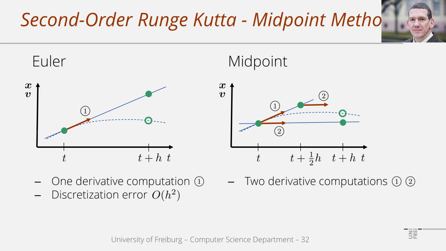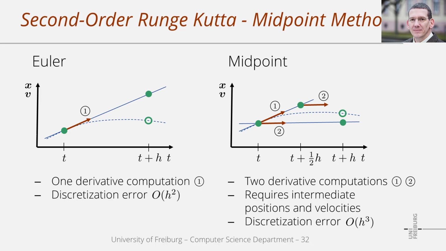In contrast to Euler, this update requires two derivatives. So roughly the computation is twice as expensive as the computation of an Euler step. It also requires intermediate positions and velocities, which is not the case for Euler. But on the other hand, the error order is larger, which means that the error is typically smaller and we can typically use larger time steps.